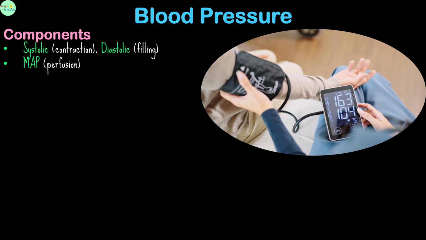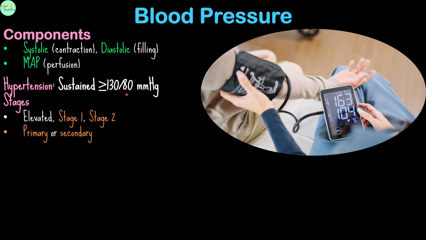Blood pressure interpretation requires understanding both hypertension and hypotension. Blood pressure consists of the systolic pressure, representing ventricular contraction, the diastolic pressure, representing ventricular filling, and the calculated mean arterial pressure, which reflects the average perfusion pressure driving blood to organs. Hypertension is defined as a sustained blood pressure at or above 130 over 80 millimeters of mercury. It is staged as elevated, stage 1, and stage 2.